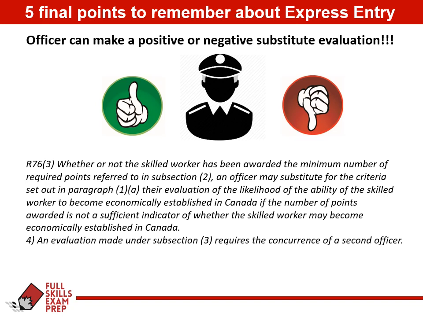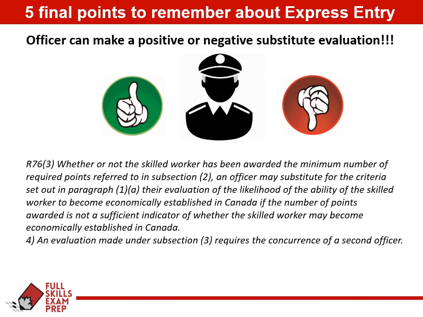Now, this can't just be because the officer likes the person or something like that. There has to be reasons for it, of course, and he has to have concurrence of the second officer. So he has to bring that to a second officer, and that officer has to concur. So that's the same for positive and negative as well.